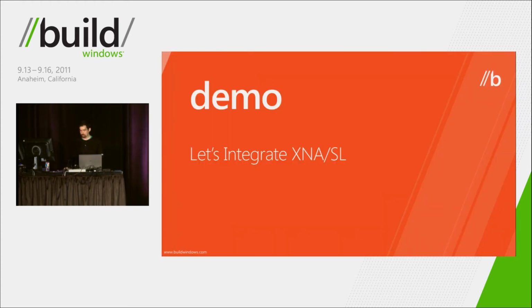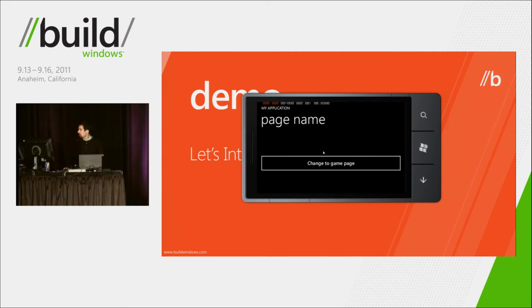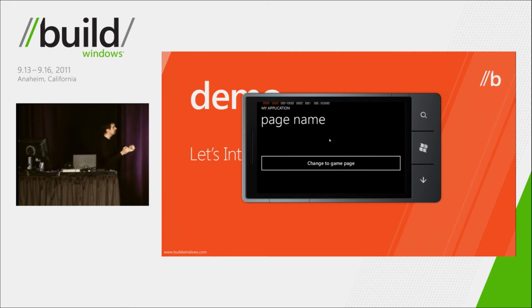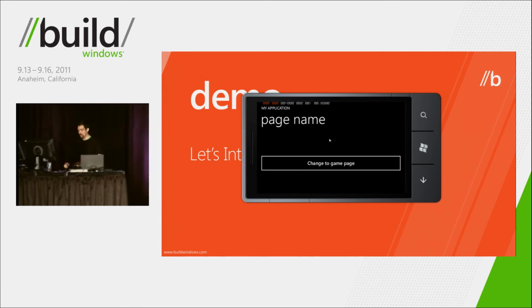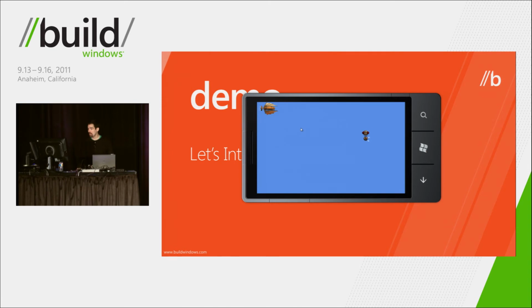If I press the play button, this is what you get. You get a Silverlight app that launches with a button that says Change to Game Page. By clicking that button, we then get to an XNA surface, and on that surface, there's my game. Right there. All right. That's it. We're in the Silverlight world now.